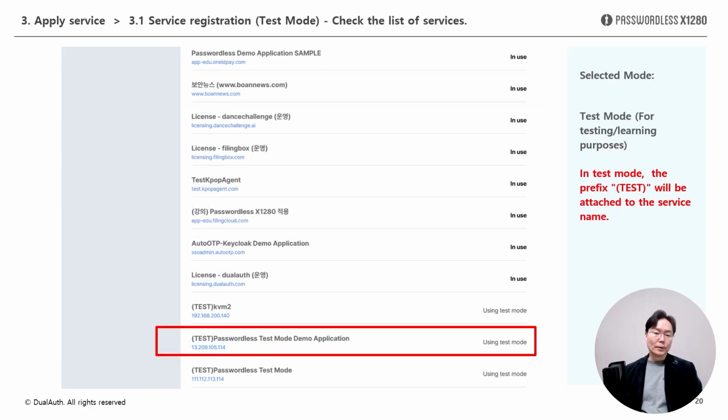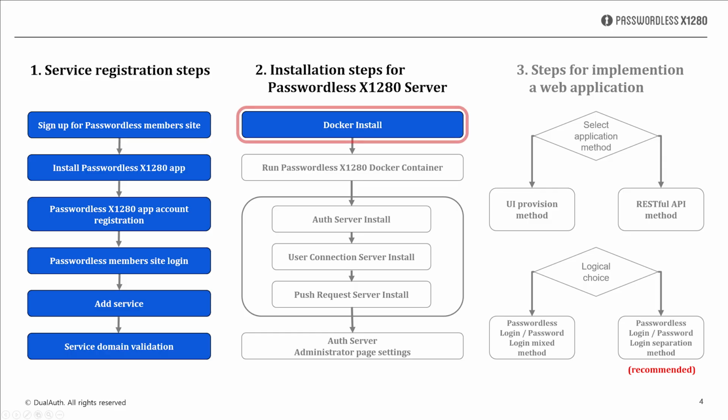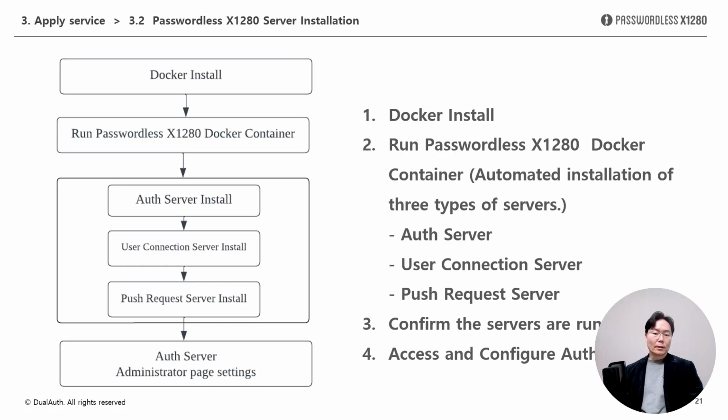In the test mode, the service list displays a test prefix. The status will be displayed as using test mode. The process of signing up for the member's site and registering the service has been completed. Now, I will explain the process of installing the passwordless server.